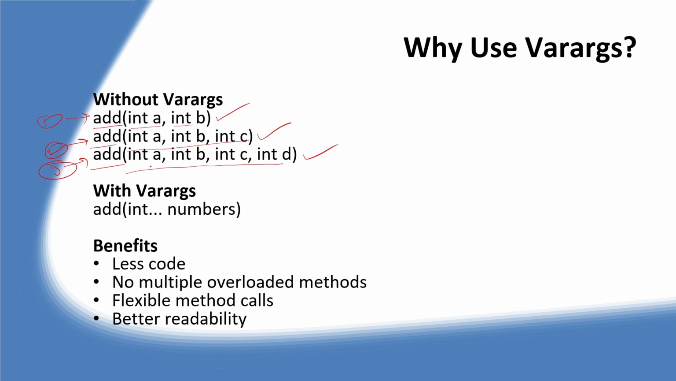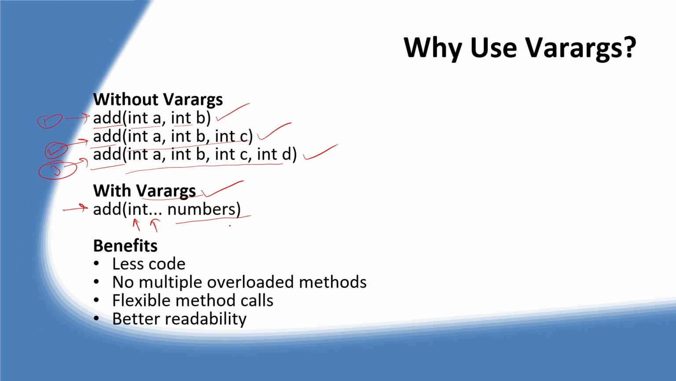But with the help of Varargs, variable arguments, we can define it with a single method. With a single method, we write the int data type and then three dots: the data type followed by three dots, a space, and the variable name. So this is the syntax.